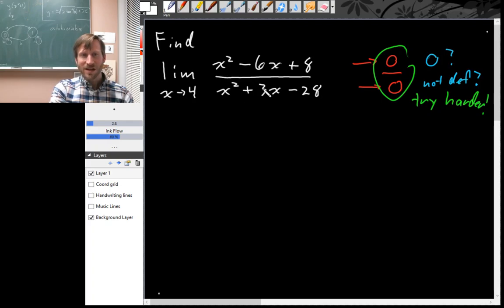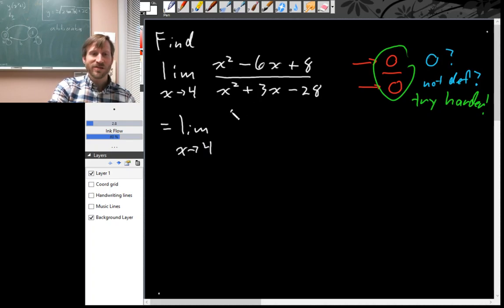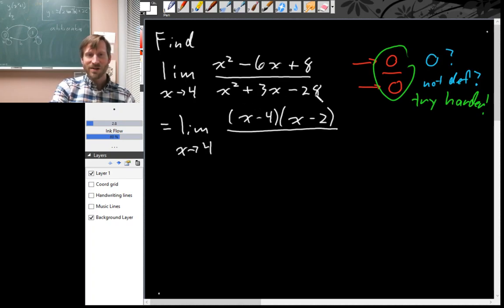Well, for this limit, the numerator and denominator are polynomials, so we could just factor both of them. And we get the limit as x goes to 4. In the numerator, this factors as x minus 4 times x minus 2. Just to check, you can multiply this all out. You get x squared minus 6x plus 8. And in the denominator, this also factors. This is x minus 4 times x plus 7.